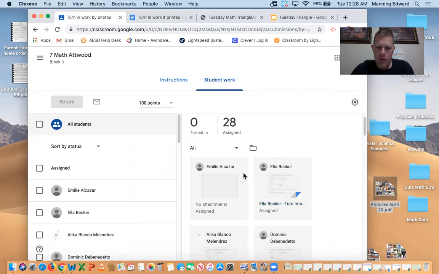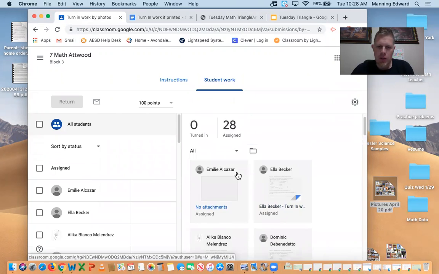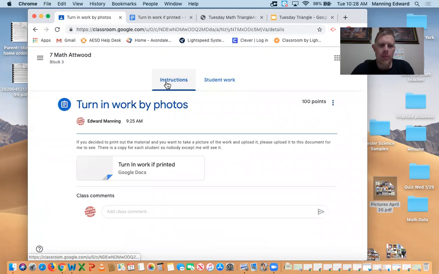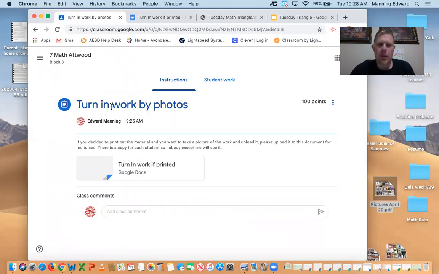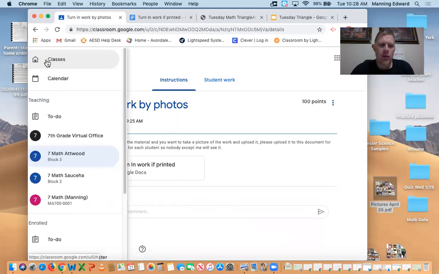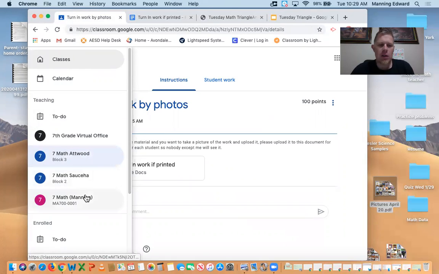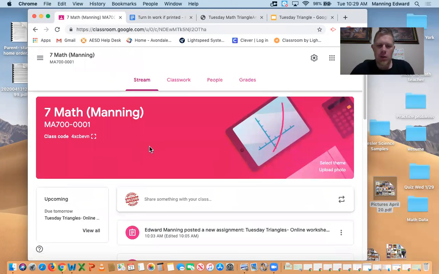Yeah, so different people from different classes have already turned stuff in. So that is one way that I can find out whether you turned it in and what it is that you did. That is kind of optional. You don't really need to turn everything in that is done by paper. The stuff that I'm going to be grading will most likely be the stuff that I did online.